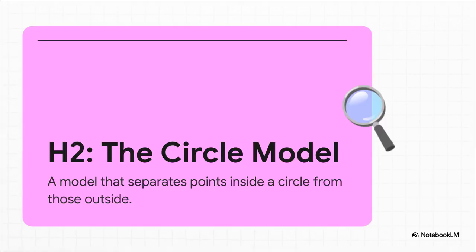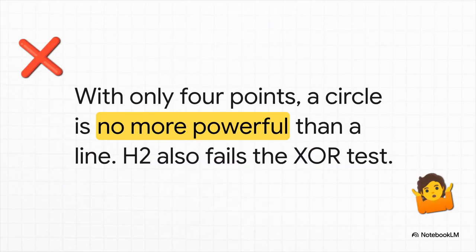All right, so the line is down for the count. Let's bring in the next challenger, model H2, the circle model. Its move is to draw a circle. Points inside get one label, points outside get another. You'd think this would be more powerful, more flexible, right? Well, here's the twist. In this tiny 4-point world, that extra flexibility is just an illusion.